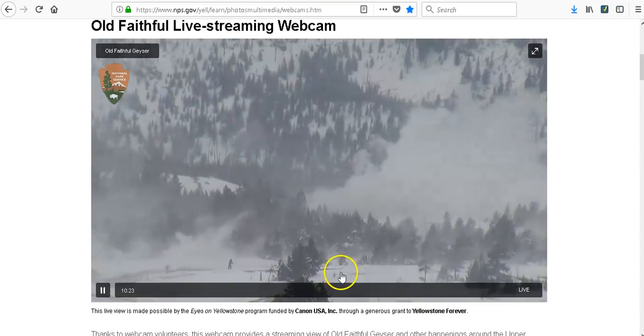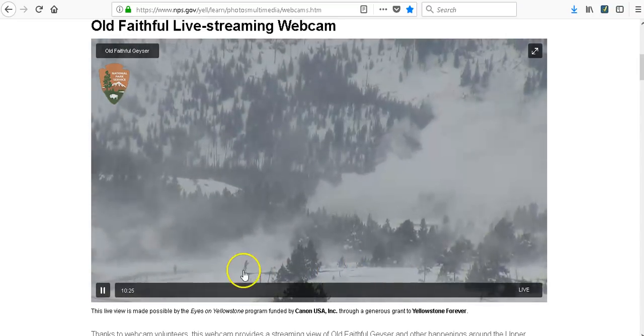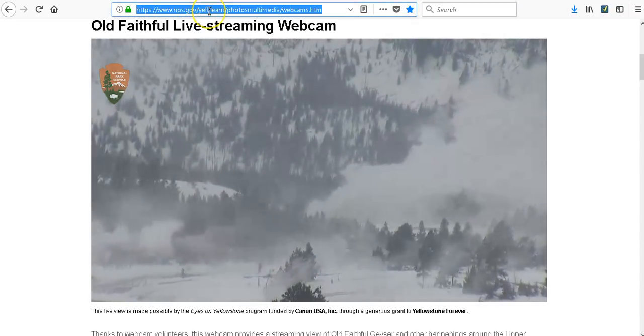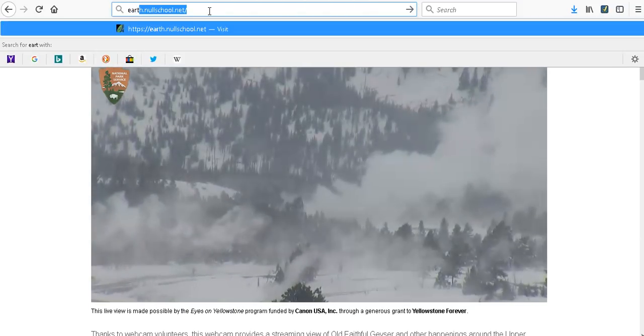Run! Yeah, I'd be getting the hell out of there, guys. No thanks. Okay, so let's go to earth.noschool.net.